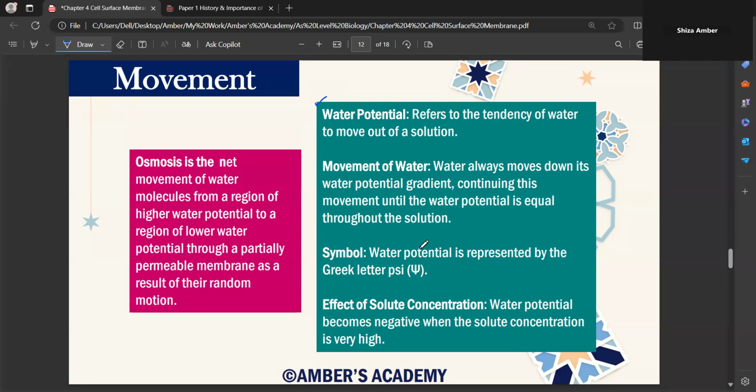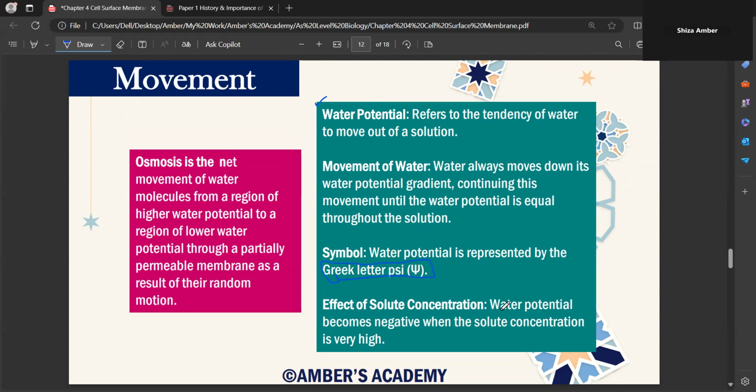Okay. You will not be asked on these things, but you need to know, because these are certain concepts which are associated with osmosis. So water potential is the ability of water molecules to move out of a solution, and water always moves down its water potential gradient. It is similar to diffusion, but it just involves water molecules. And water potential is represented by a Greek letter. This is important. I haven't seen a question, but this might come in your paper. So remember that water potential has a Greek letter and this is how it looks.